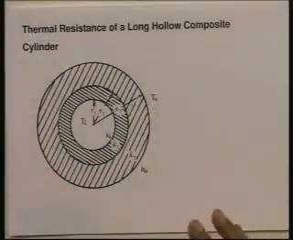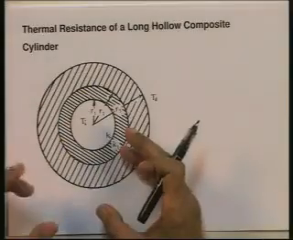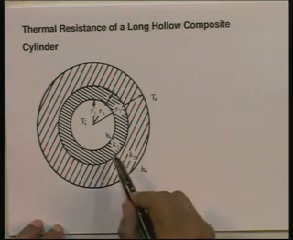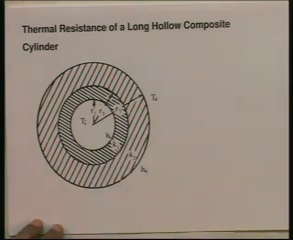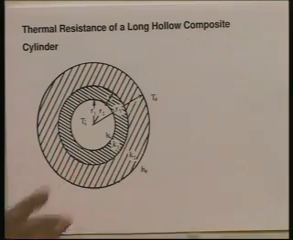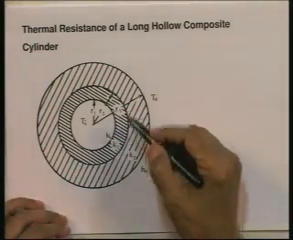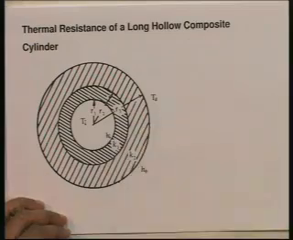Now, let us move on to the thermal resistance of a long hollow composite cylinder. So, instead of a composite slab, now I have a composite cylinder. Let us look at this figure. Here I have a composite cylinder, a long composite cylinder made up of two materials. Thermal conductivity is K 1 and K 2. The inner cylinder has radii R 1 and R 2, the outer cylinder has R 2 and R 3.